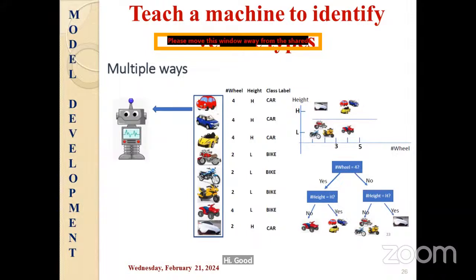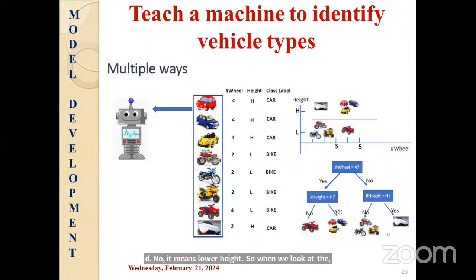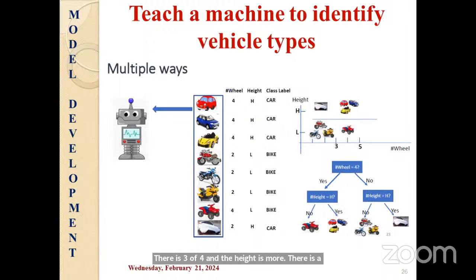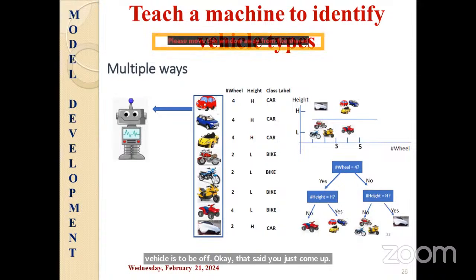No means lower height. So when we look at the final classification, if there is a wheel of 4 and the height is lower, there is a chance of the vehicle being a bike. If the wheel is 4 and the height is higher, the vehicle is a car. Again, on that side: the wheel is not 4 and the height is higher, there is a chance of being a car. The wheel is not 4 and the height is lower, there is a chance of being a bike.